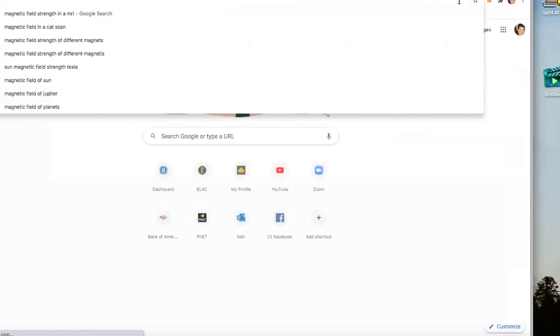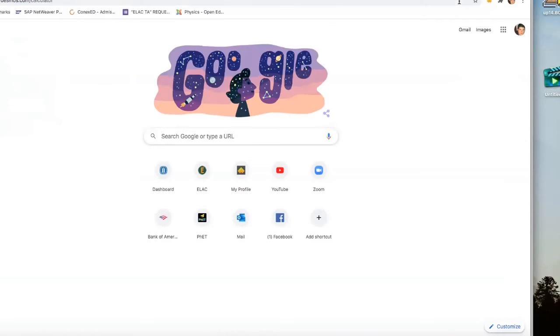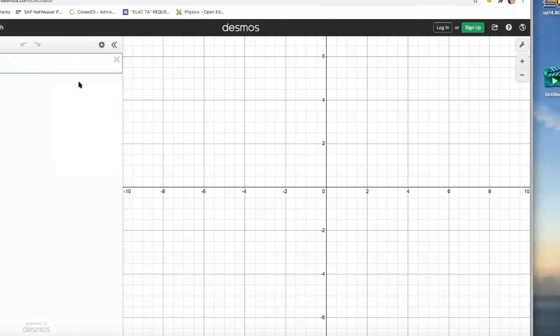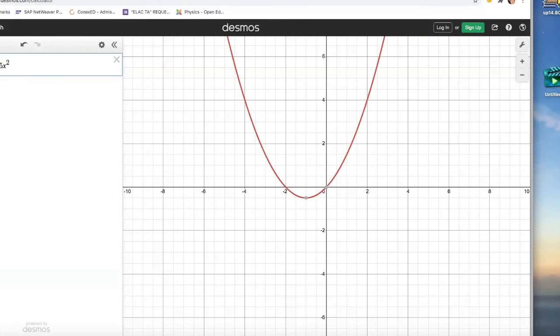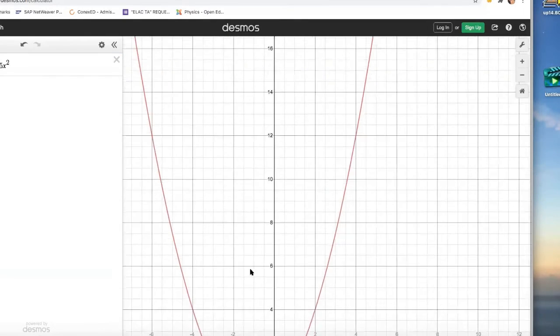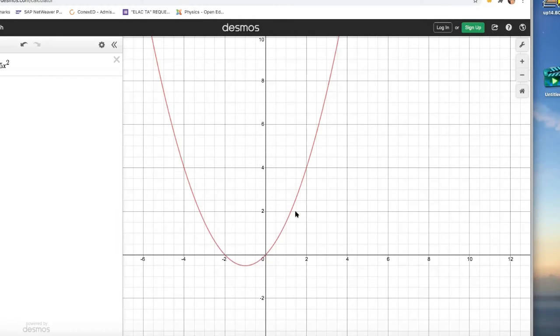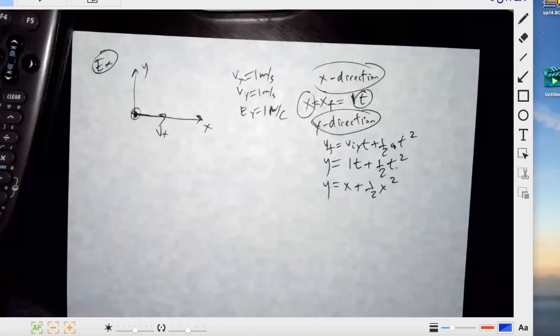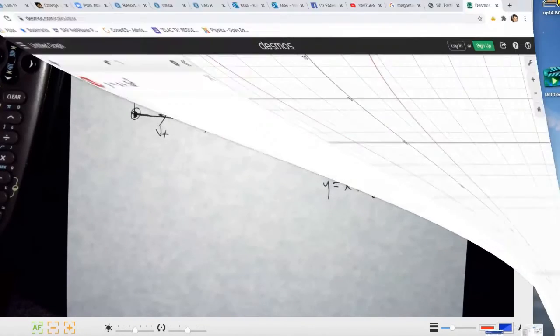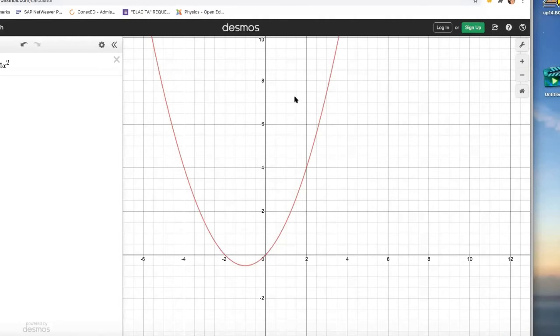Desmos. Y equals x plus 0.5x squared. So this is going to be what the equation looks like. It's just going to go like this, right? So let's see, what does it look like? Let's see here. Let's go like that.